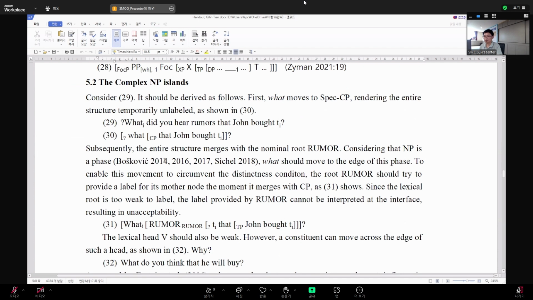And subsequently, the entire structure merges with the nominal root rumor. You know that NP cannot be assigned a label, because NP merged with D will not assign a label to NP. So NP should be a phase. And then what should move to the edge of this phase. To enable this movement to circumvent the distinctness condition, the root rumor should try to provide a label for its mother node the moment it merges with CP, as can be seen here. The nominal root rumor provides a label to its mother node. And after that, what can move across this node without violating the distinctness condition.